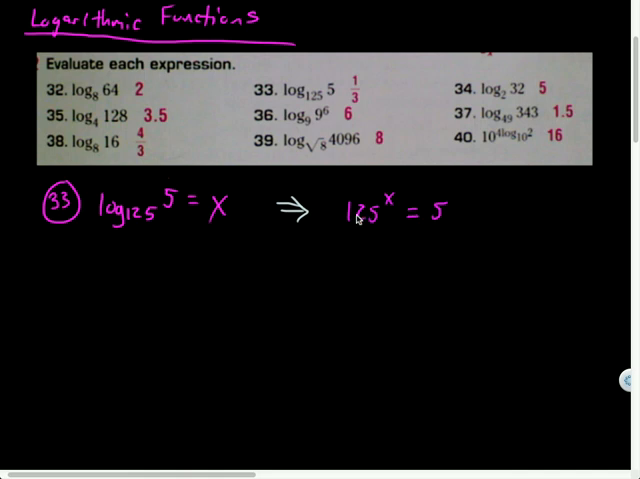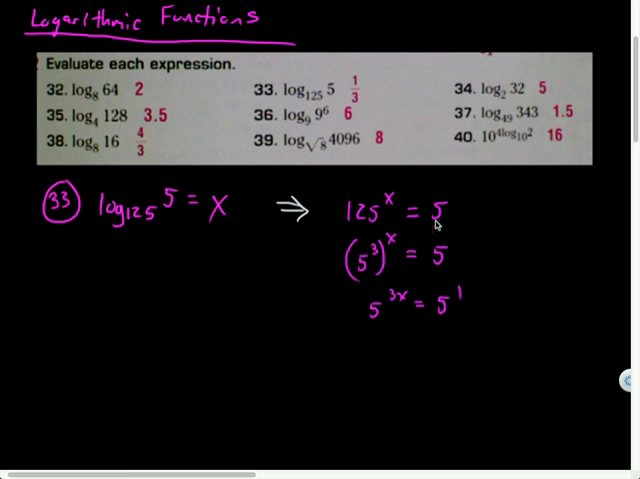So to figure this out, 125 and 5 are related. They are both powers of 5. This is 5 to the first. 125, I don't know if you realize this, is 5 to the third. So 5 to the third, all to the x equals 5, right? So 5 to the 3x equals 5 to the first.